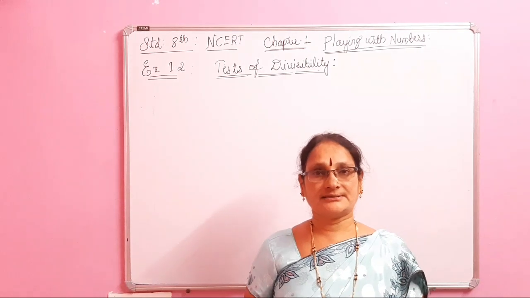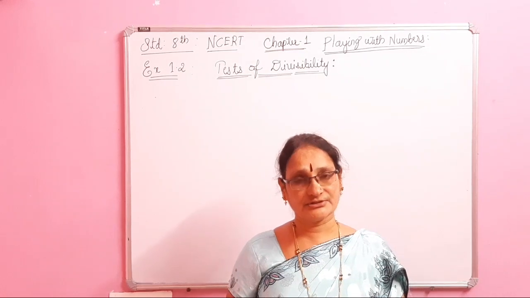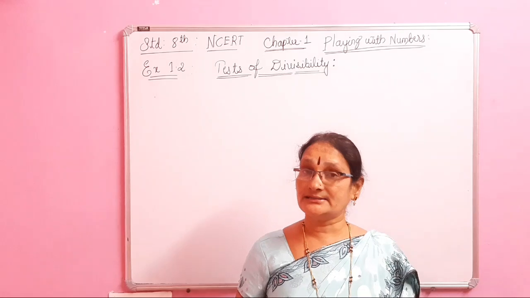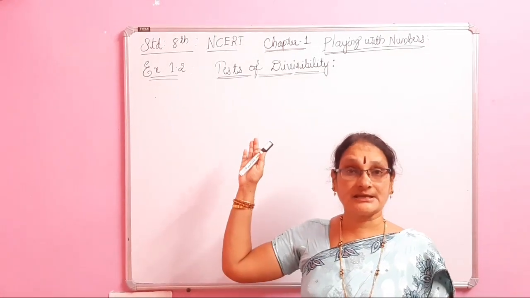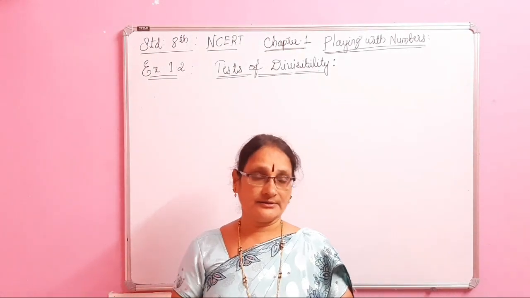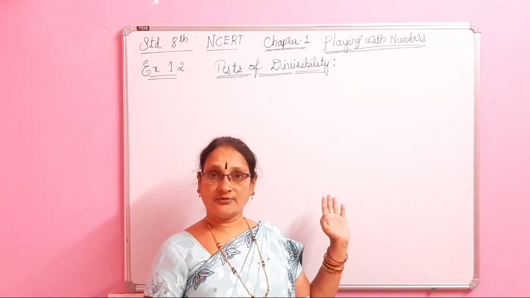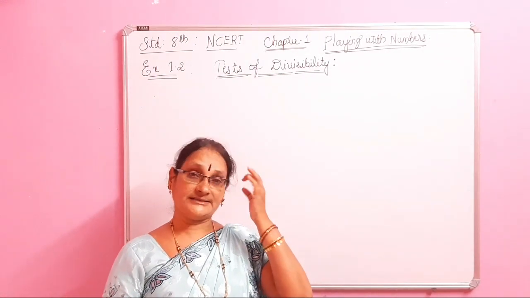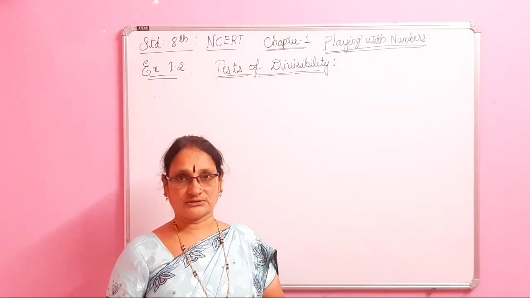Already in the previous class, I have informed you that the 8th standard syllabus has changed to the NCERT syllabus. So in that NCERT 8th standard mathematics syllabus, I have started the first chapter, which is Playing with Numbers. In that chapter, we have already seen in the first exercise the general form, and also numbers and digits, alphabets and digits. We have solved exercise 1.1 also.